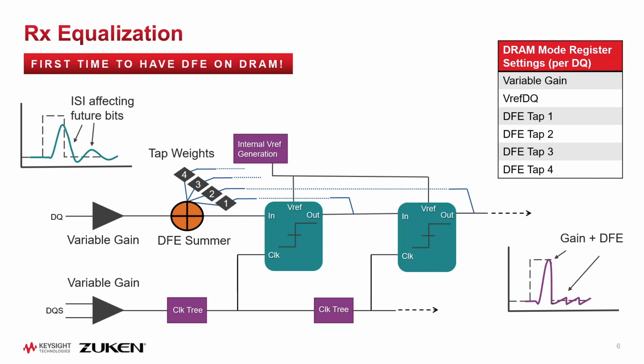The other takeaway I'd like you to have from this slide is that we have a DRAM mode register, which you can set to control the variable gain, the VREF DQ offset, and the individual DFE taps. But we do this for every single DQ. So when it comes to simulation and for measurement, there's a huge number of controls that we have over setting up this equalization.